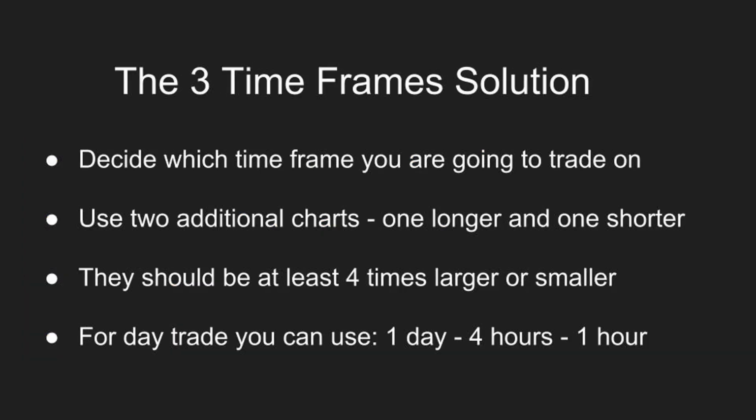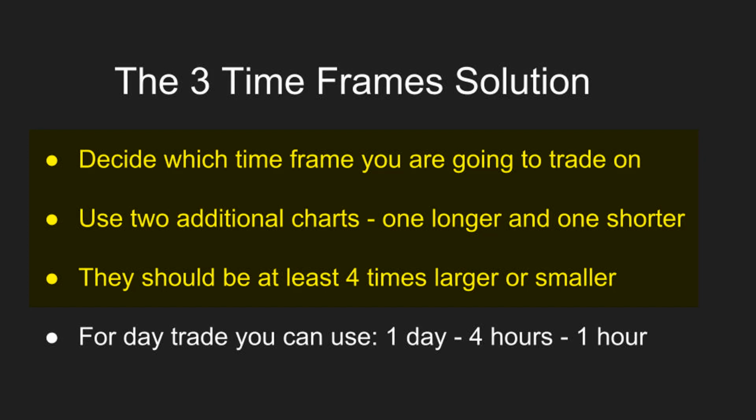In order to determine which time frames you use, you need to first decide which is the time frame on which you are going to trade. This will be your intermediate chart, and you will use 2 additional charts, one that is longer and one that is shorter. Each one of them should be at least 4 times larger or smaller.